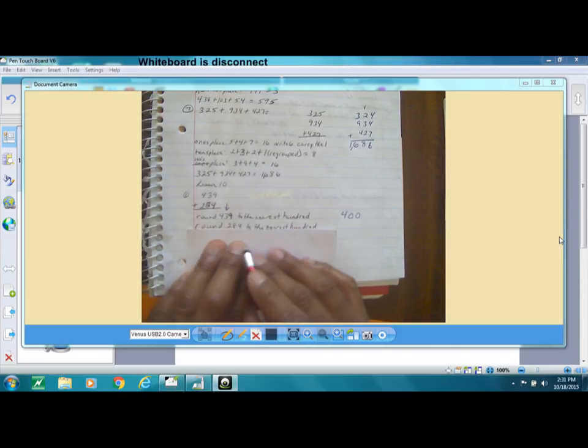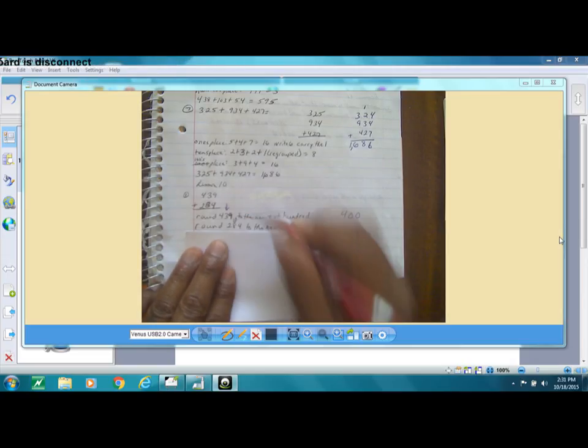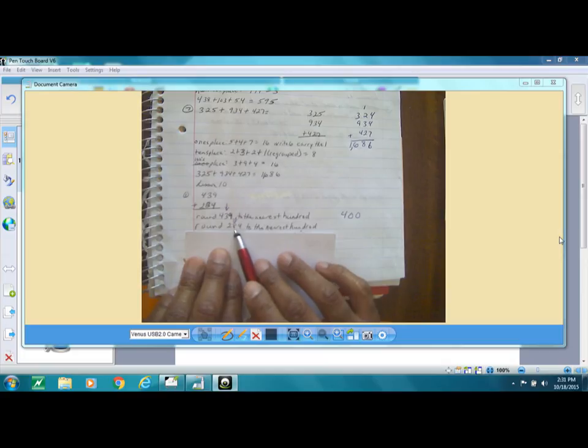When we round 284, this is the number we're looking at that's going to tell us what to do, the number in the tens place. So if it's between 0 and 4, the 2 stays a 2. If this number is between 5 and 9, the 2 becomes a 3. We have an 8.